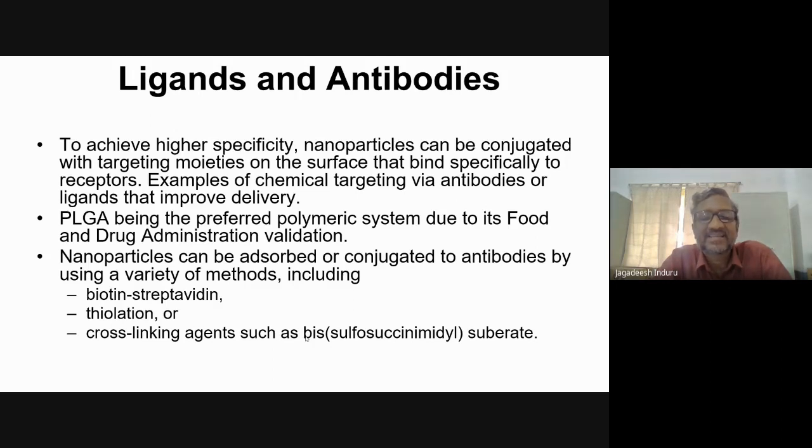The cross-linking agents such as bis(sulfosuccinimidyl) suberate are used for the thiolation or cross-linking mechanism. These need to be non-toxic and non-irritant, and should not affect your drug, your carrier, or your body parts. That is the reason you need to choose the mechanism carefully. At the same time, it should be reversible or biodegradable, getting attacked by the body. At the same time, it should last long enough to withstand in the vicinity of the target. Accordingly, we need to choose the mechanisms.